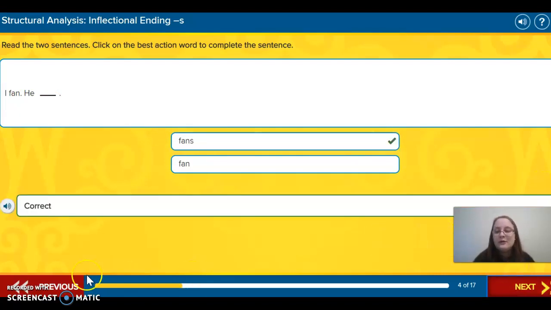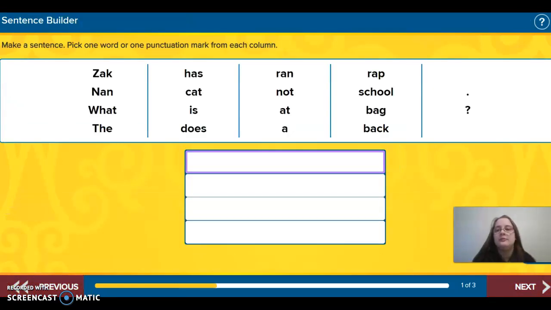Awesome job, friends. So now we are going to head over and do some work with our sight words. Okay, friends, so we're going to practice making sentences with our sight words. So remember, our sight words are what, does, not, and school. So we have our sentences that we need to create. And we have our different words. So you pick one word from each column to create a sentence. So let's start with this one.